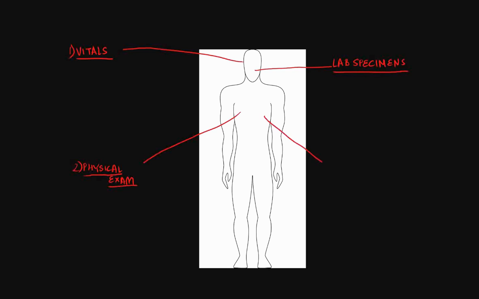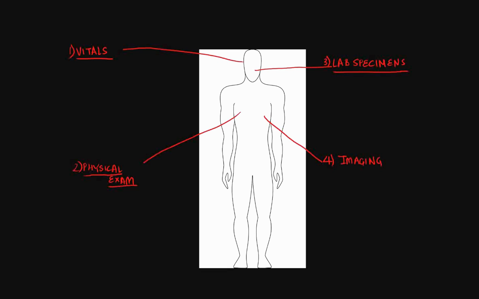Hi guys, in this video we shall discuss the diagnosis of COVID-19 infection. Whenever a patient presents to either the OPD or the emergency, examination is started with 1. Vitals, 2. Physical examination, 3. Lab specimen and diagnosis, and 4. Imaging. So we shall cover the diagnosis in that order.